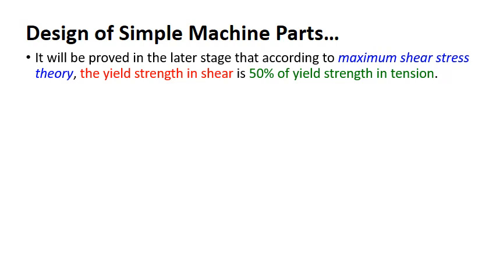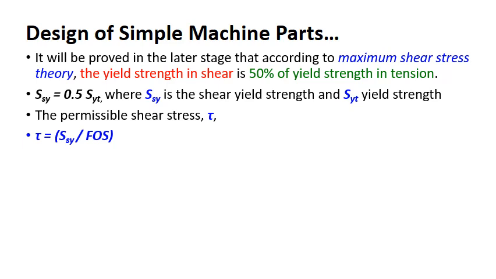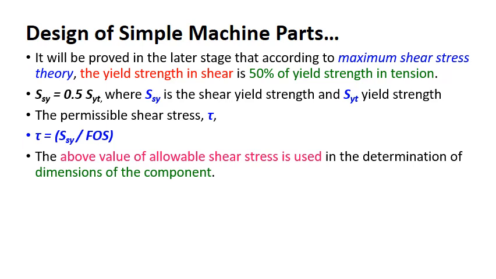Just for the sake of solving problems, please remember this formula. We will discuss the maximum shear stress theory again later. The maximum shear stress theory states that the yield strength in shear is 50% of the yield strength in tension, that is S suffix y. Shear yield is equal to 0.5 times the tensile yield strength. Just remember this formula, so you can employ this in your design. Tau is equal to S_sy by factor of safety. These formulas will be used in determining the dimensions of the component.